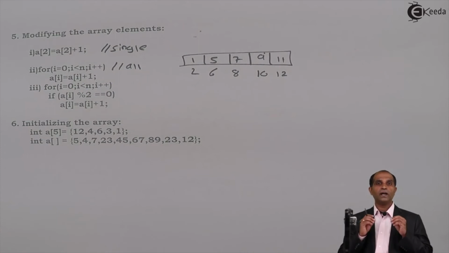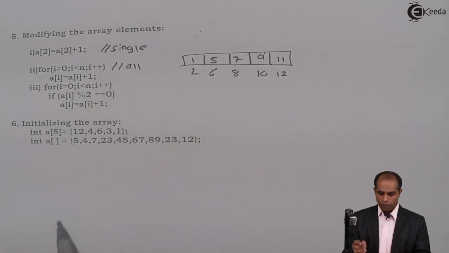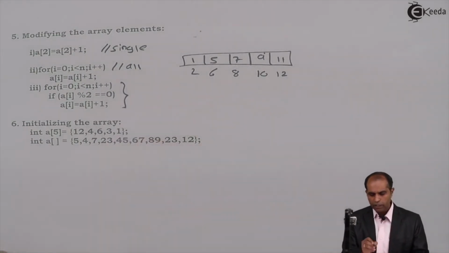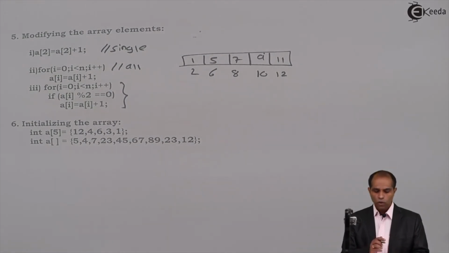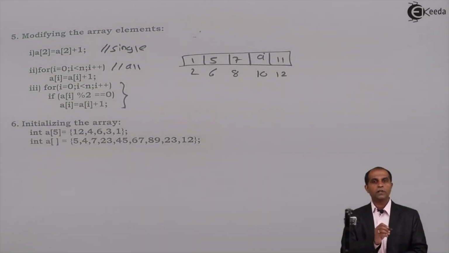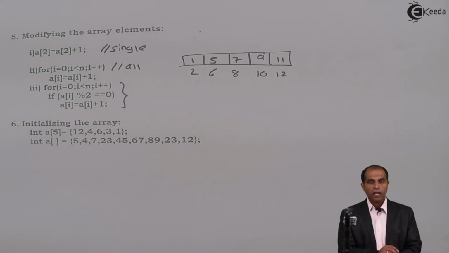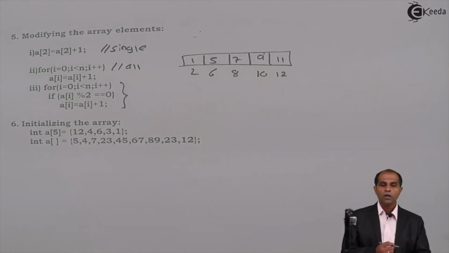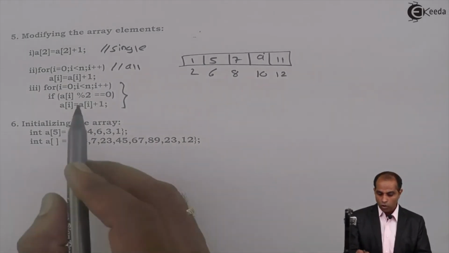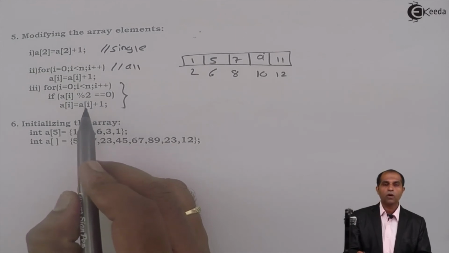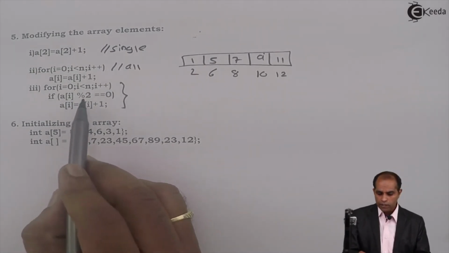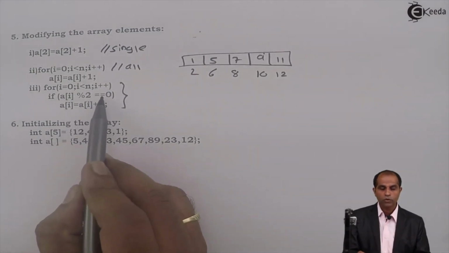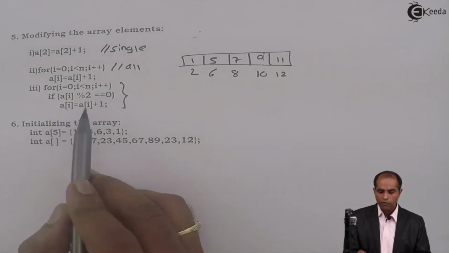What if I have to modify some selected elements of the array? Whenever I wish to modify selected elements, I can use these concepts. Within a for loop, I can use a simple condition. What if I say that every odd number should be converted to an even value, or every even number has to be converted to an odd value. So I'll test this as odd: a of i mod 2 equal to 0. If this is true, I'll say a of i equals a of i plus 1.